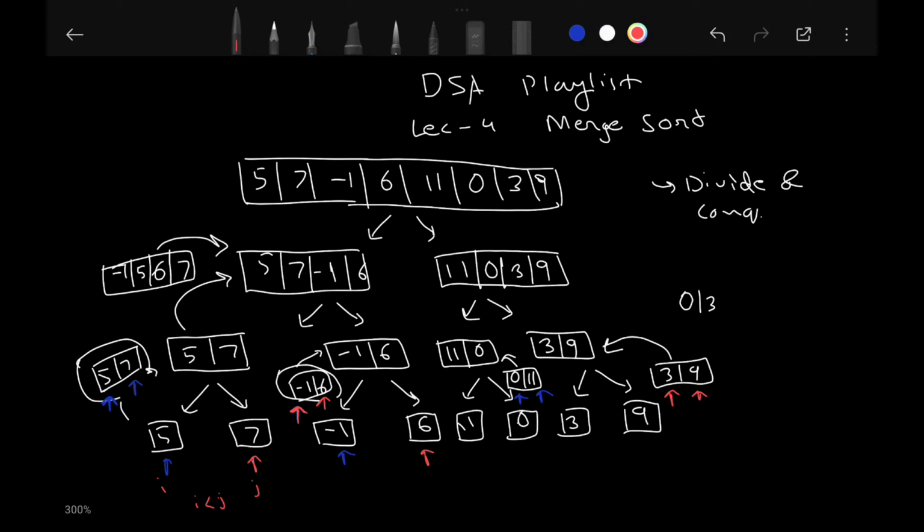Definitely j is smaller. So again we put 9. Now since in the jth array, the second array, there are no more elements there, all the elements from the first array will need to be put here. Only 11 is remaining, so 11 is put, and this array is being returned.